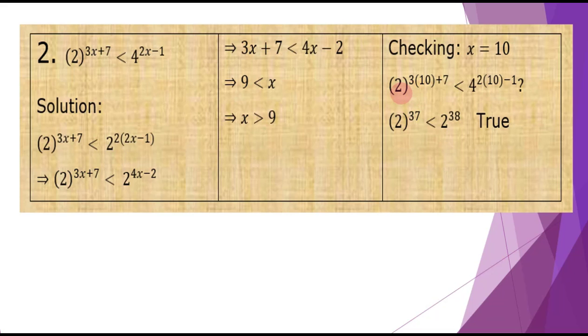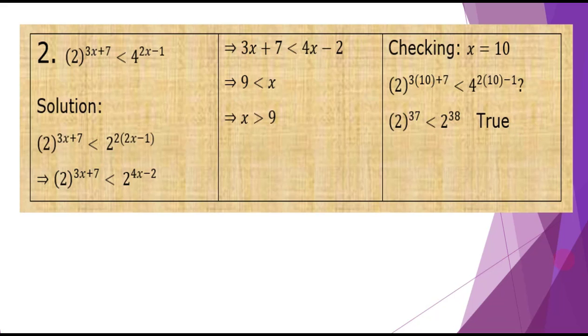We have 2 raised to 3 times 10 plus 7. That's 2 raised to 37. Is it less than 4 raised to 2 times 10 minus 1? So this is 4 raised to 19. But 4 can be rewritten as 2 squared, so we can have 2 raised to 2 times 19, or 38. So obviously 2 raised to 37 is less than 2 raised to 38.